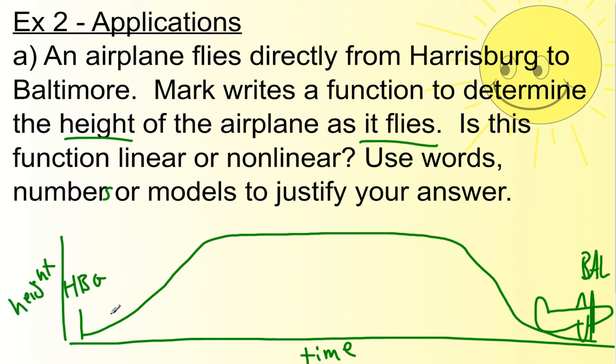Okay, so this would definitely be nonlinear. And there's a nice model that represents this information to show that it's nonlinear. Its height changes with respect to time as it's flying from Harrisburg to Baltimore, and it's not changing at a constant rate. Its height is not continuously going up or continuously going down. It's nonlinear.